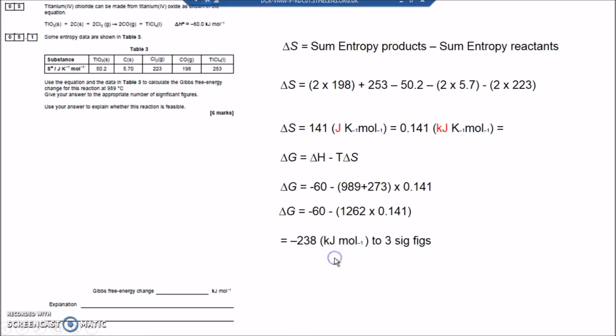Delta G, therefore, is minus 238. I'm going to put it to 3 significant figures because everything else in the question is to 3 significant figures. And whether it's feasible or not, well, if delta G is 0 or less than 0, negative in other words, then it's feasible and going to go ahead.